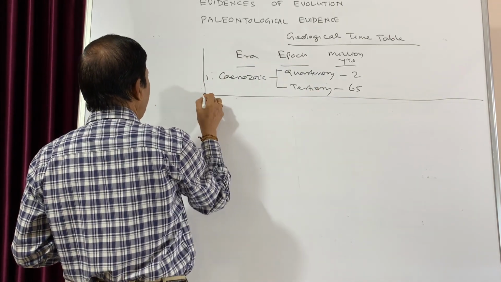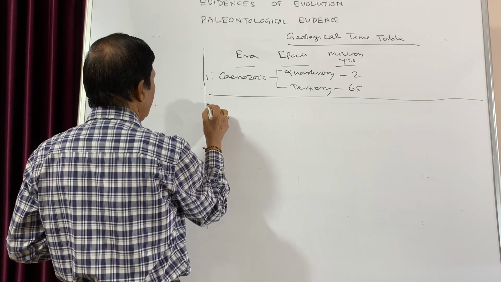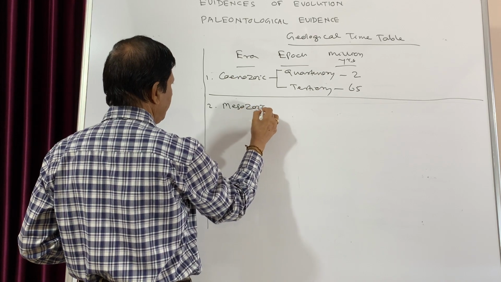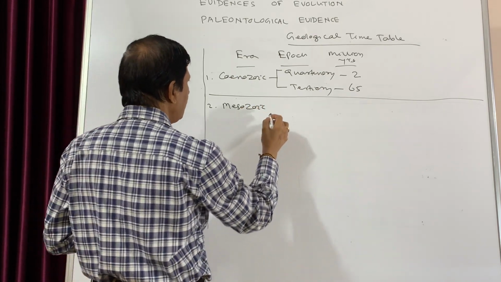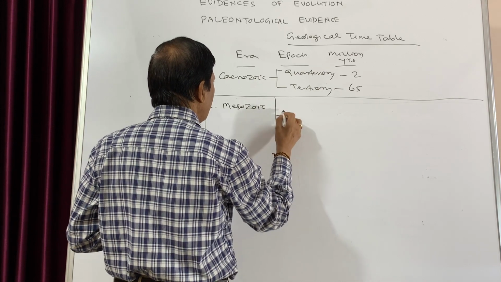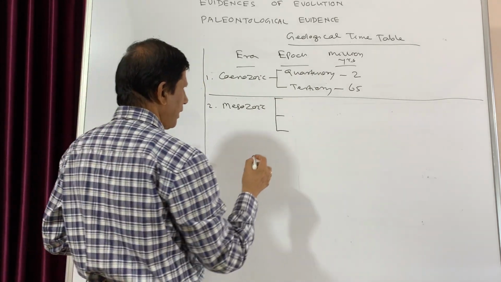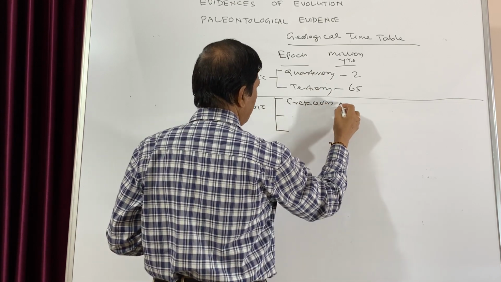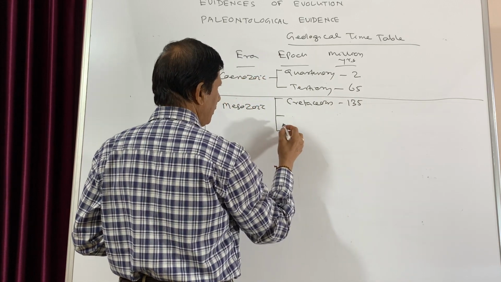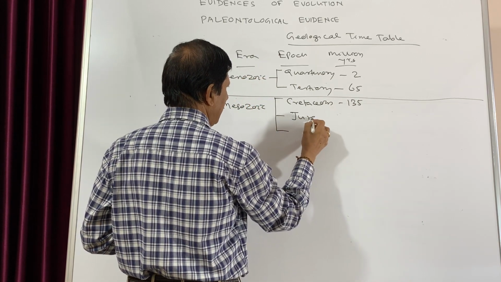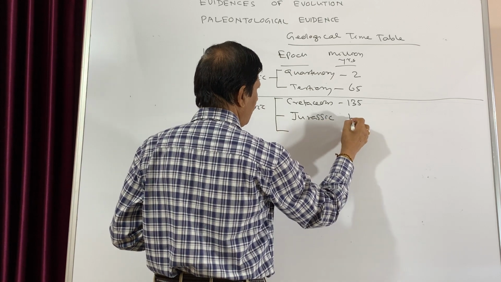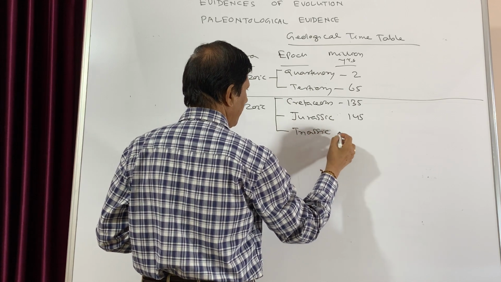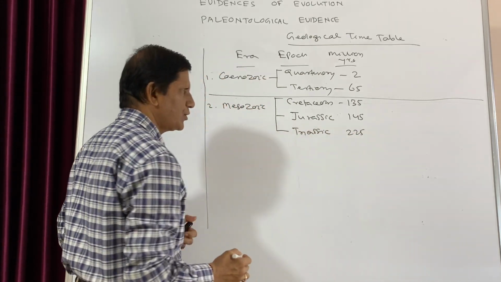Then the second one is Mesozoic. The Mesozoic is divided into three epochs. So this is Cretaceous, and it starts 135 million years. Then Jurassic, 145 million years, and Triassic, 225 million years. This is Mesozoic.